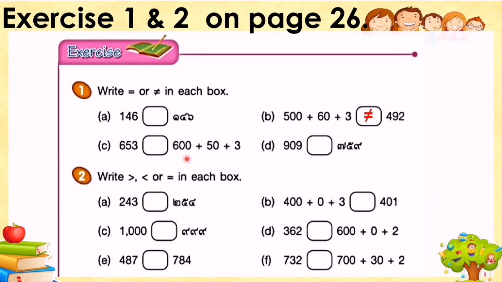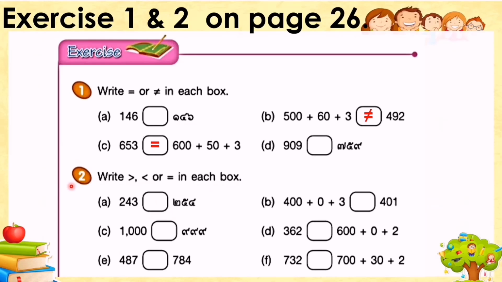Letter C. 653 and 600 plus 50 plus 3. You will compare this one. Are they the same? Since the numbers are the same, you are going to write the equal sign here in the box. Letter D. 909 and we have here another number. So you will answer letter D.